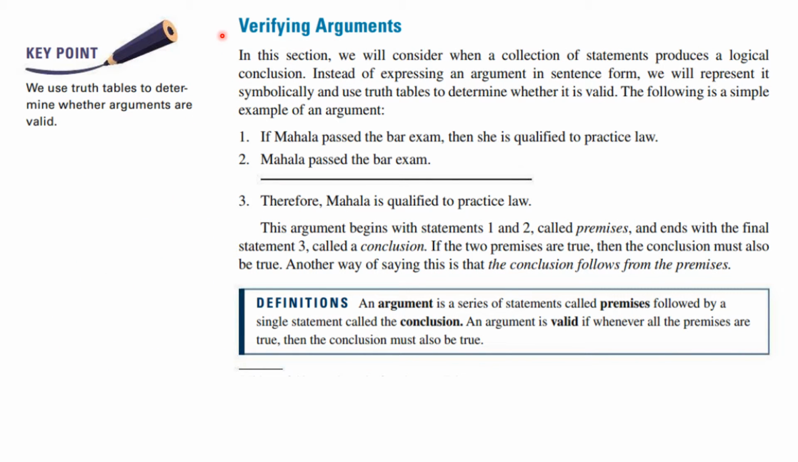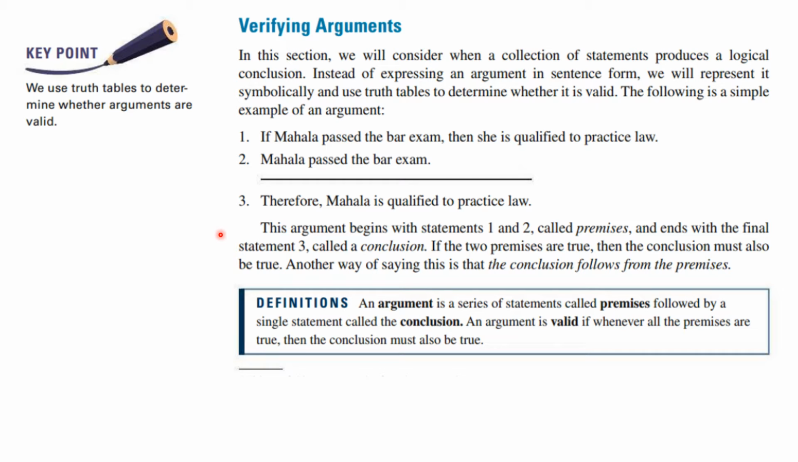Let's begin by talking about verifying arguments. So we'll consider a collection of statements that produces a logical conclusion. Instead of expressing an argument in sentence form, we will represent it symbolically and use truth tables to determine whether it is valid. The following is a simple example of an argument. If Mihaela passes the bar exam, then she is qualified to practice law. Mihaela passes the bar exam. These two are above the line, and we say, therefore, Mihaela is qualified to practice law.